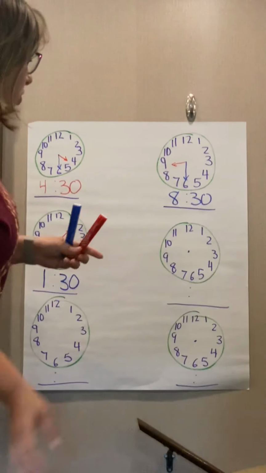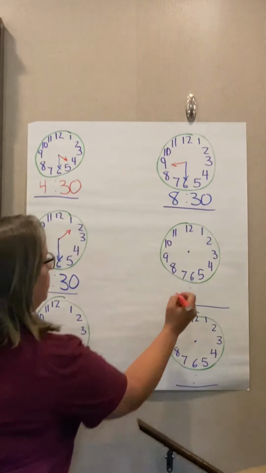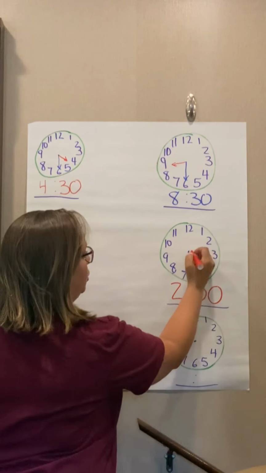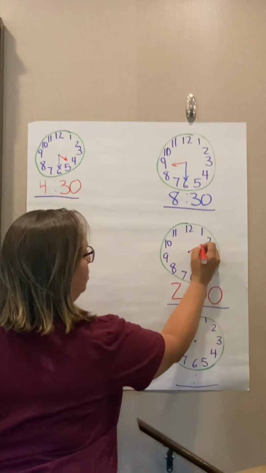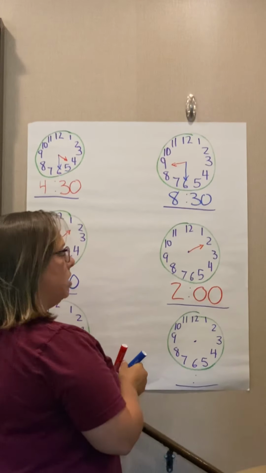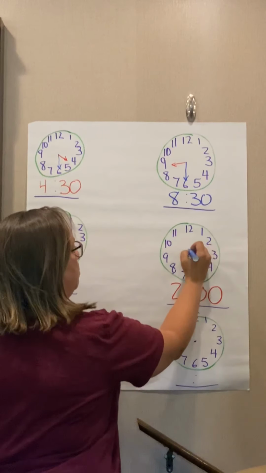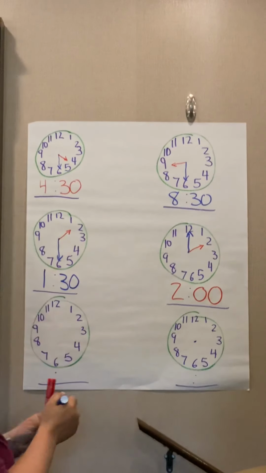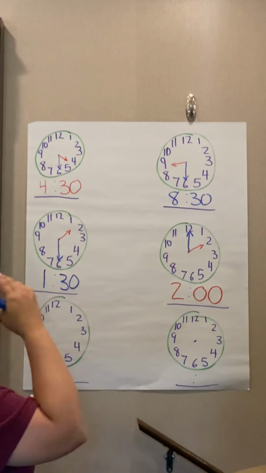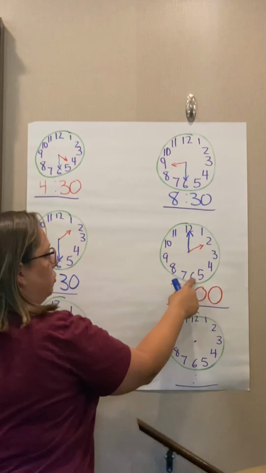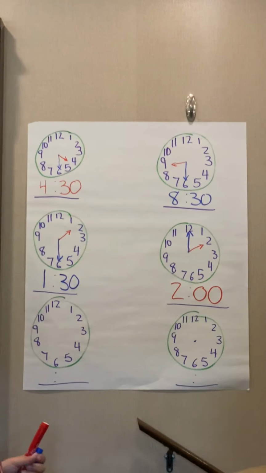Let's try 2 o'clock. My short hand is going to go to the 2. Do you remember where that minute hand goes for o'clock? 2 o'clock goes straight up to the 12. So our minute hand this week is going to go straight up to the 12 for o'clock or straight down to the 6 for the 30.